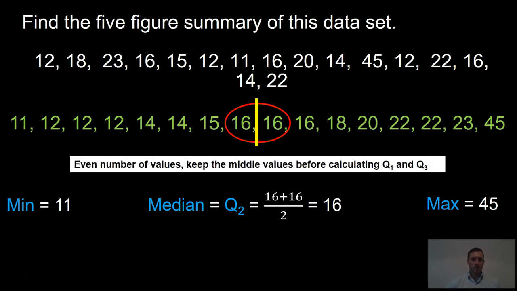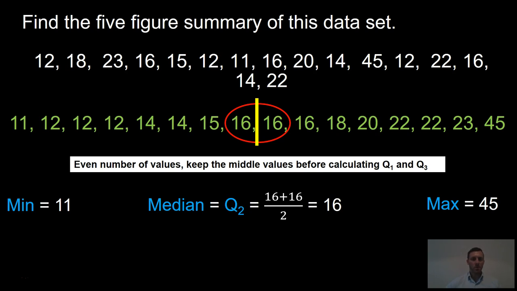If there's an even number of values, keep the middle value before calculating Q1 and Q3. Technically, because we calculated the median, it is not one of our original data values and falls in between 16 and 16 here, and I've highlighted that here in yellow.